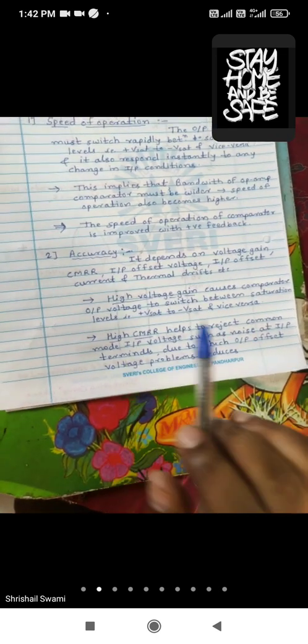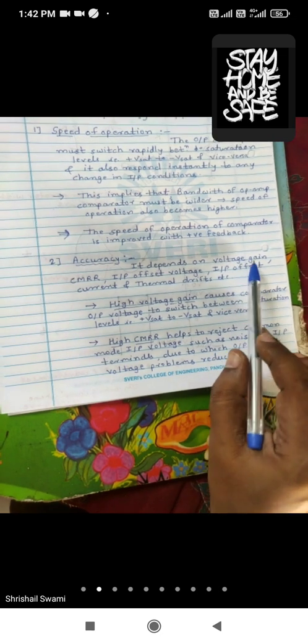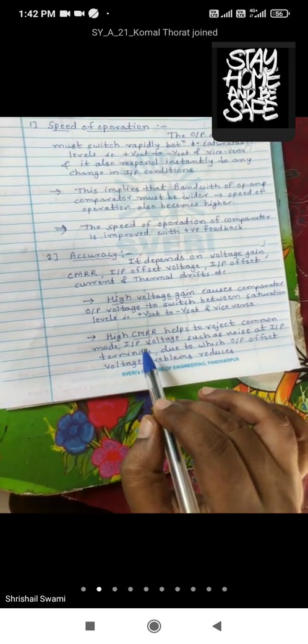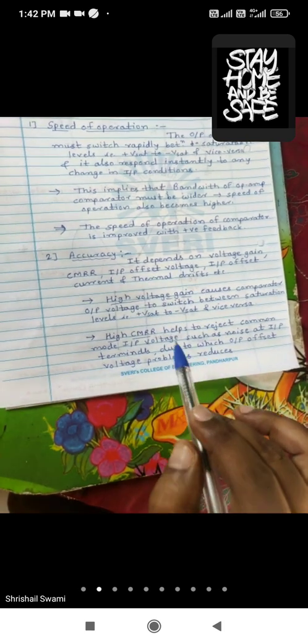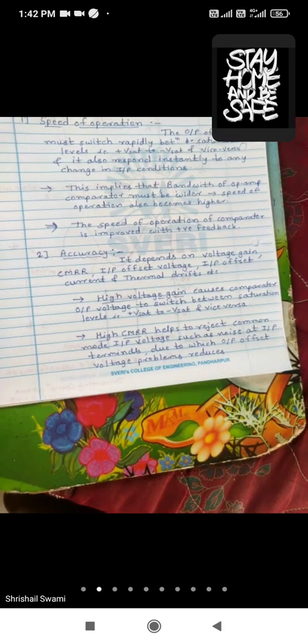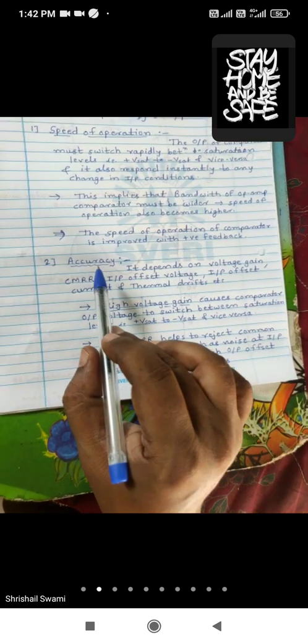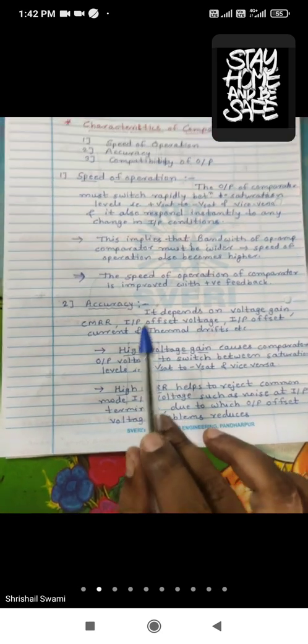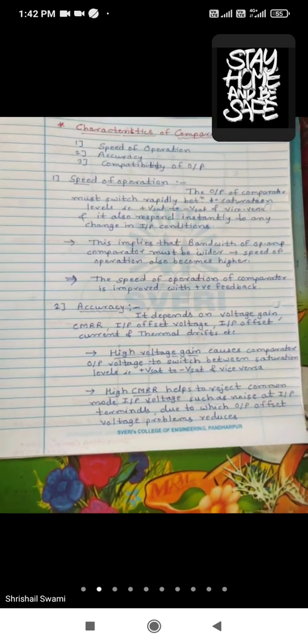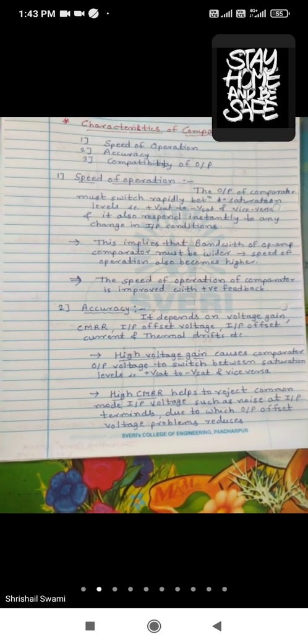Now these are the important factors, the voltage gain and CMRR. If these are very high, then input offset voltage reduces, and due to which output offset voltage is also reduced. So the accuracy of the comparator gets improved. Now third will be the compatibility of the output.